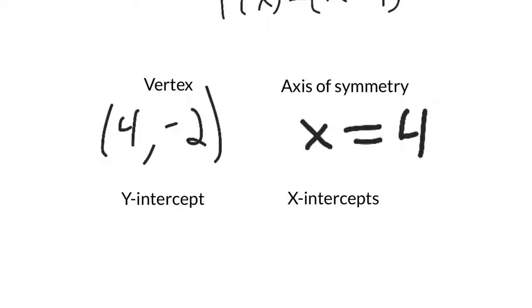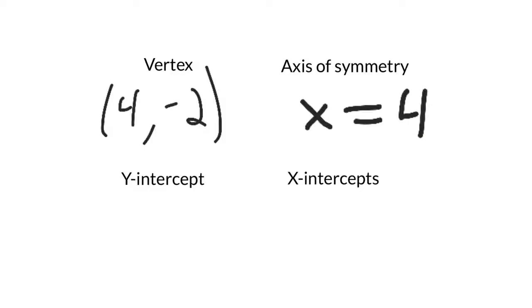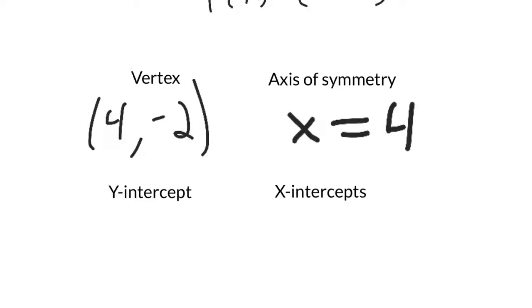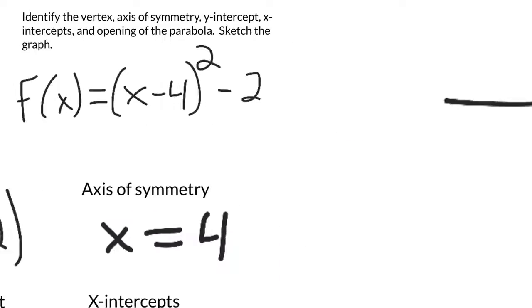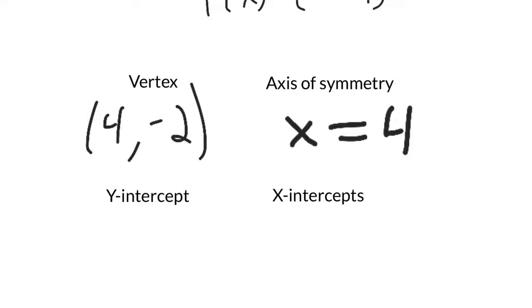So the y-intercept is always the piece that's hanging out by itself when you expand the whole thing. So if you were to expand this whole thing, the y-intercept would be whatever's left over. It would be what c is when it's in standard form. But if you're trying to avoid expanding it, you could do this.